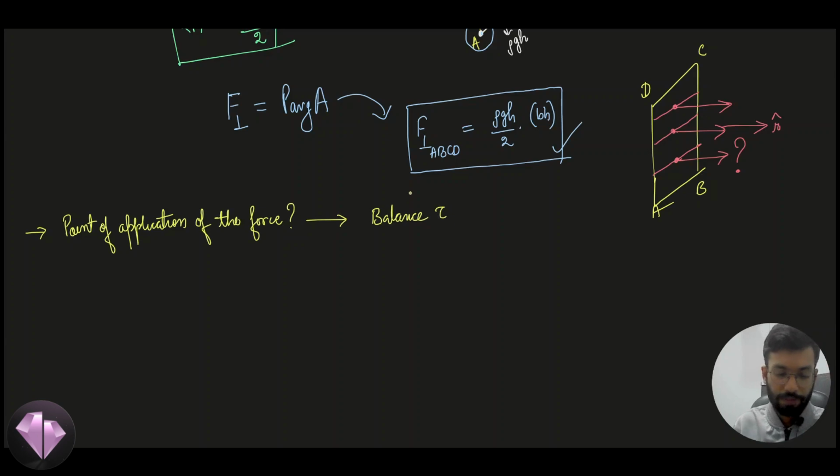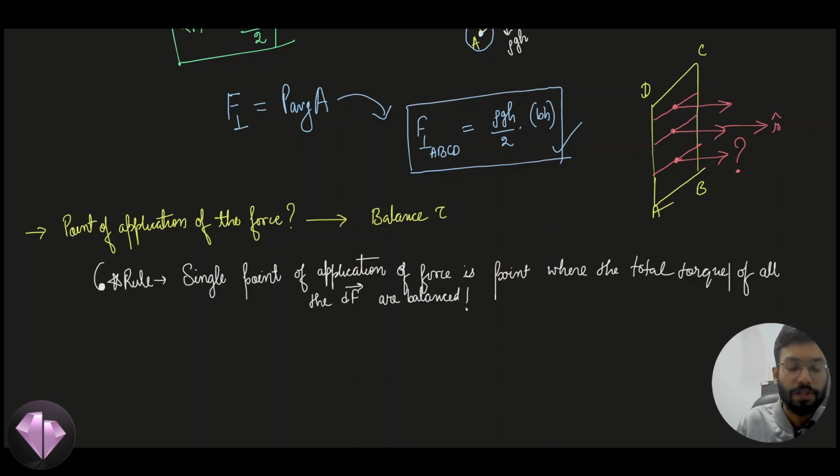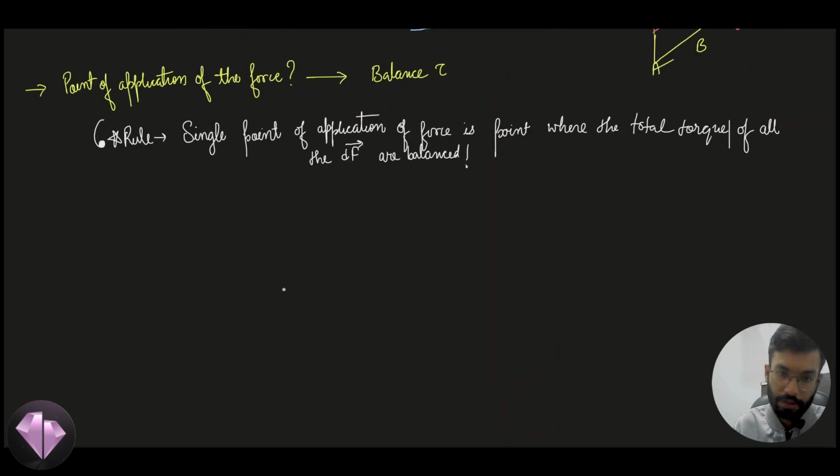So basically, this is the general formula which we've seen. This is our rule, right? Just remember this rule: the point of application is where the total torques are balanced. So basically what I'm saying is, this is my surface given to me, this is my ABCD.